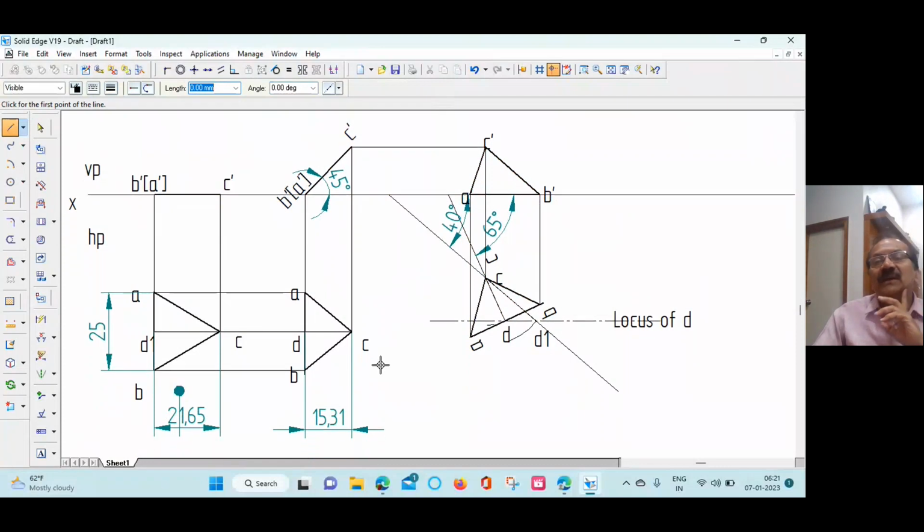So here we have found out the beta angle. From this problem, you should understand when we have to find out the beta angle. When the edge of reference, which is inclined to VP, changes its position from the first figure to the second figure, we have to find out the beta angle.